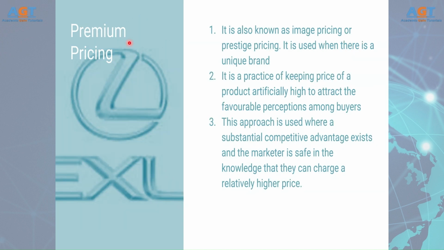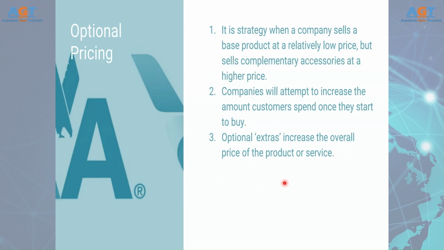Premium pricing. Premium pricing, also known as image or prestige pricing, is used when a brand is unique or strong. The company keeps the price artificially high to attract favorable perceptions and signal higher quality. This is often used when a substantial competitive advantage exists and the market supports a higher price. Next, let's look at optional pricing, where the base product is priced differently from add-ons.